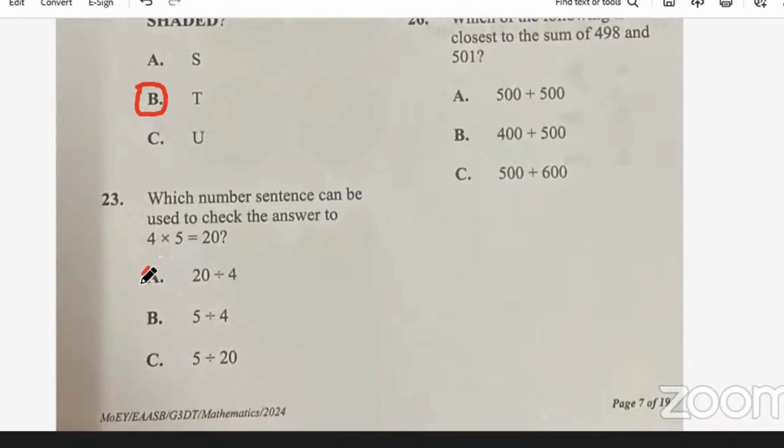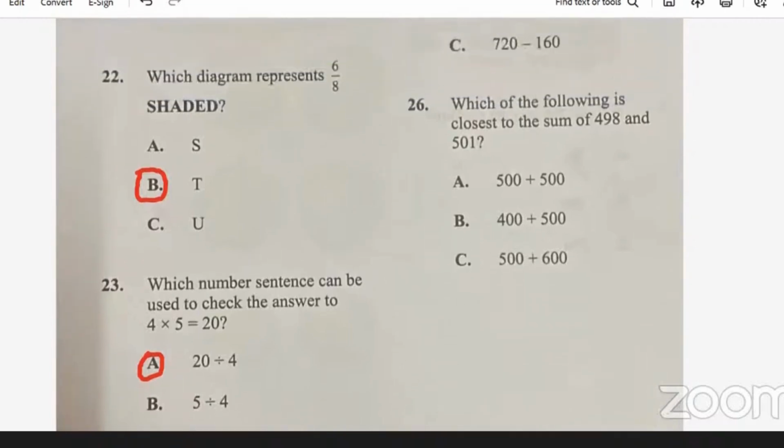So when you divide the product by one of the factors, then it should give you the other factor. So that's what we could use to check. All right, so the answer for 23 is A. Because remember, when you divide, like I said, then it should give you the other factor.